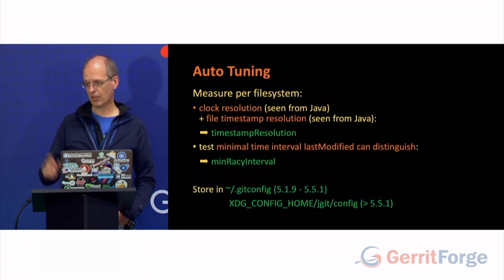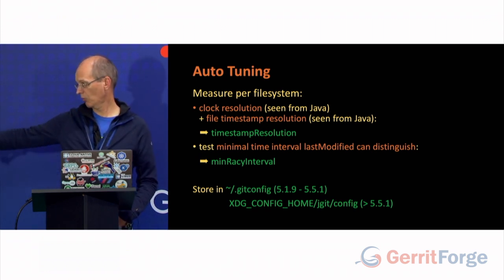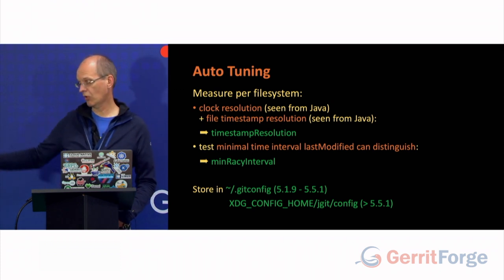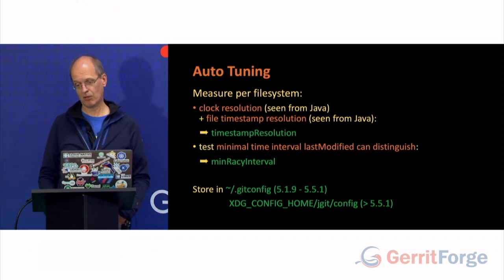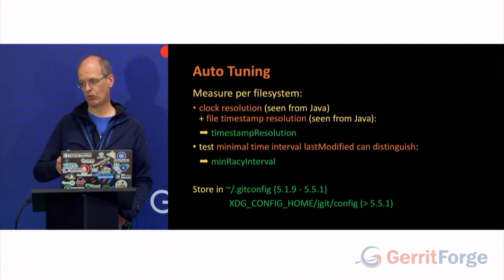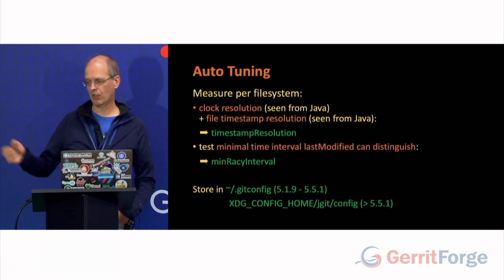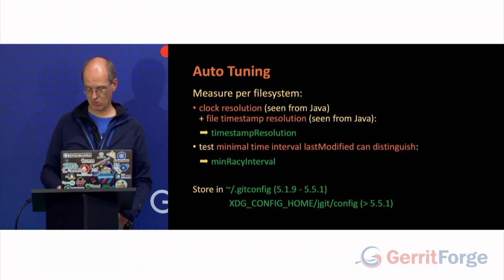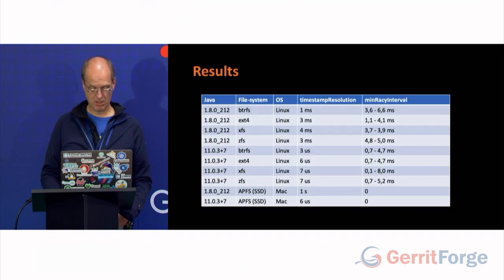In order to avoid that, we have to do this on every JGit start. This is persisted. Up to 5.5.1, it's persisted in the user global git config, and later on it's in a separate JGit config because there are users who distribute their home directory git config onto multiple machines, and this would lead to errors. That's why now JGit has its own configuration file for this data.